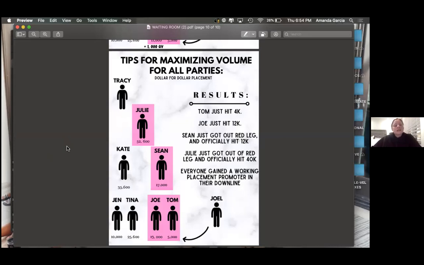Just understanding the importance of placement and what it can do for your whole organization. If you need to reference this back or ask questions or reach out to your sponsor or whatever you need to do to get a full grasp of understanding, do it. The sooner you do that, the faster your organization is going to grow.